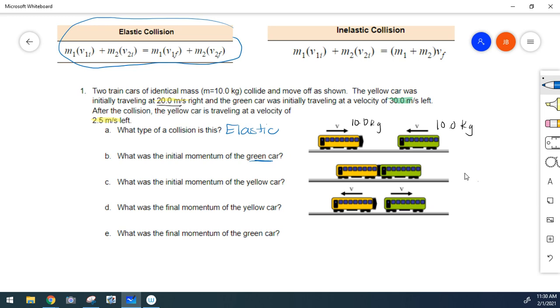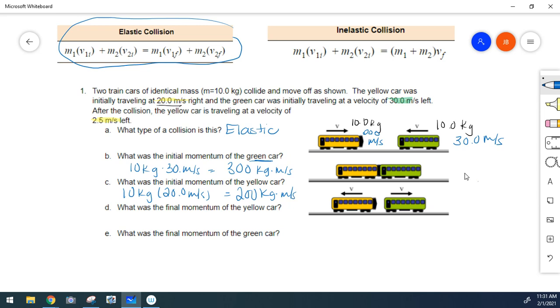The green car was moving 30 meters per second. So we'll say 10 kilograms times 30 meters per second. It's going to give us 300 kilograms times meters per second. And what was the initial momentum of the yellow car? The yellow car is 10 kilograms, and it's moving 20 meters per second. So 10 kilograms times 20 meters per second gives us 200 kilograms times meters per second for that one.